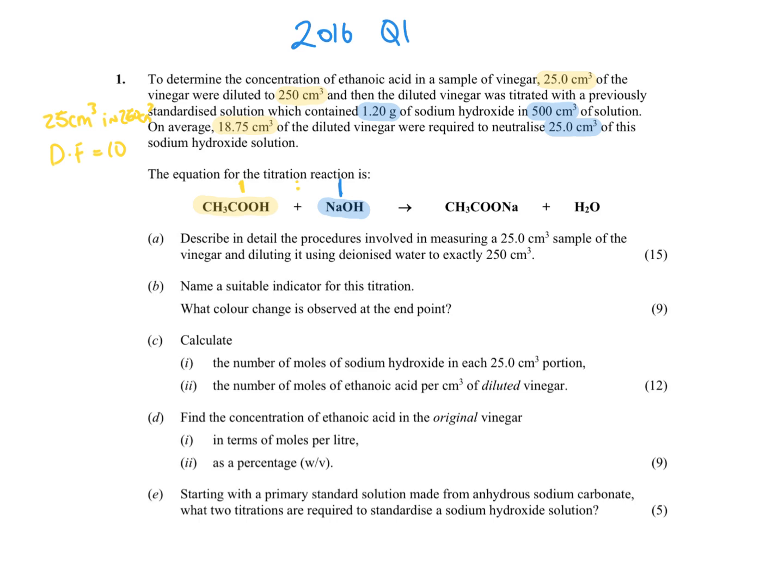So let's go down now and actually read what the questions are asking. So the first one, I can see here, I'll highlight this in green. Our first keyword or action verb is describe. So it says describe in detail the procedures involved in measuring 25 centimeters cubed of vinegar and diluting it using deionized water. So I'm going to highlight that in yellow because again, it's 25 centimeters cubed of my vinegar in 250 centimeters cubed. So I know when I am completing the description of this question, part A, that I will be looking for to use my vinegar.